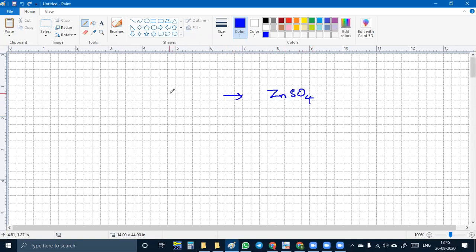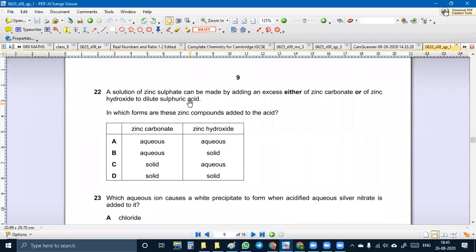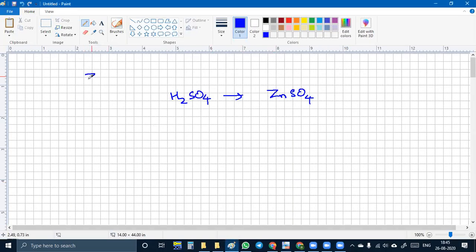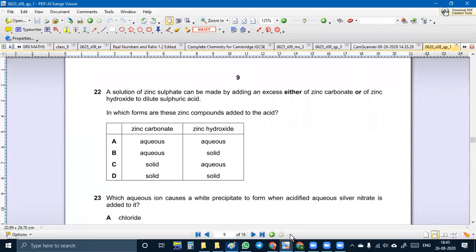Sulfuric acid is there. What is the formula of sulfuric acid? Sulfuric acid is H2SO4. Now here the choices that they are giving are either zinc carbonate or zinc hydroxide. Which substances can we add? Zinc carbonate is ZnCO3. Zinc hydroxide is Zn(OH)2. Both these substances can be made available to react.